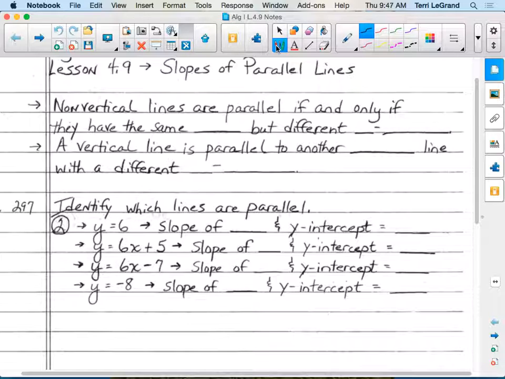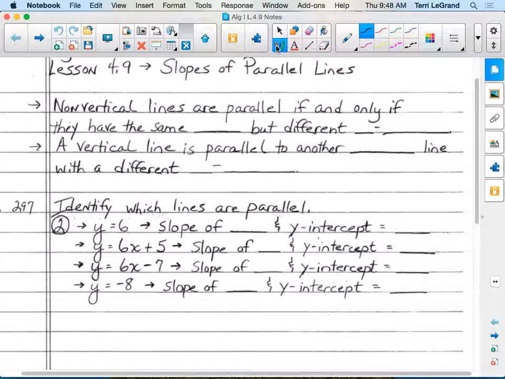So when we think about parallel lines, we know that every line has a slope, every line has a y-intercept, every line has several other points on it. What do you think we could say about two lines? For them to be parallel, what do you think would have to be true about their slopes? They'd have to be the same. Why do you think they'd have to be the same?